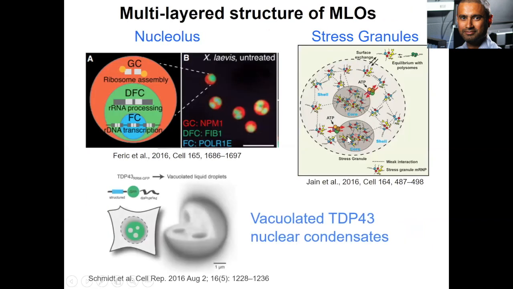Now, in cells, these membrane-less organelles that I pointed to earlier are not simple droplets. They are structures which are best described by subcompartments. For example, in the nucleolus, you have three subcompartments: granular component, dense fibrillar component, and fibrillar center. In stress granules, you can also see a core and shell kind of structure. And this is the part that is most interesting.